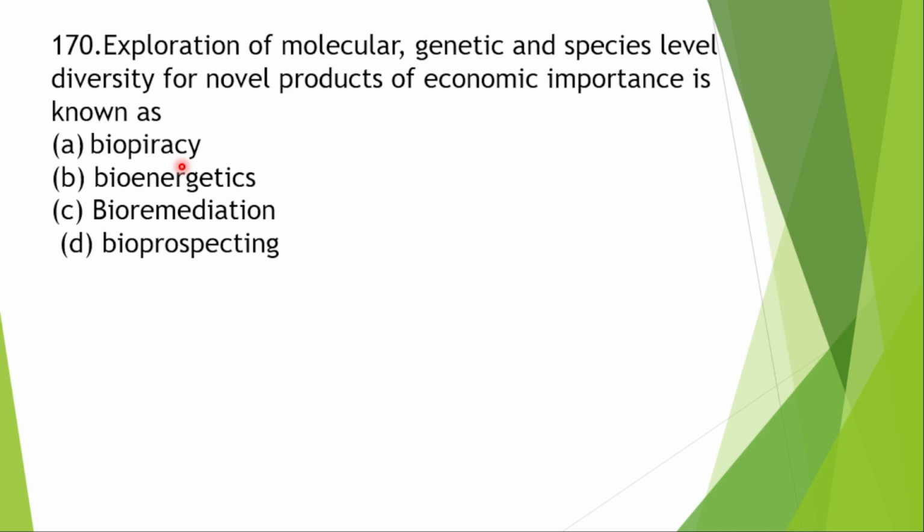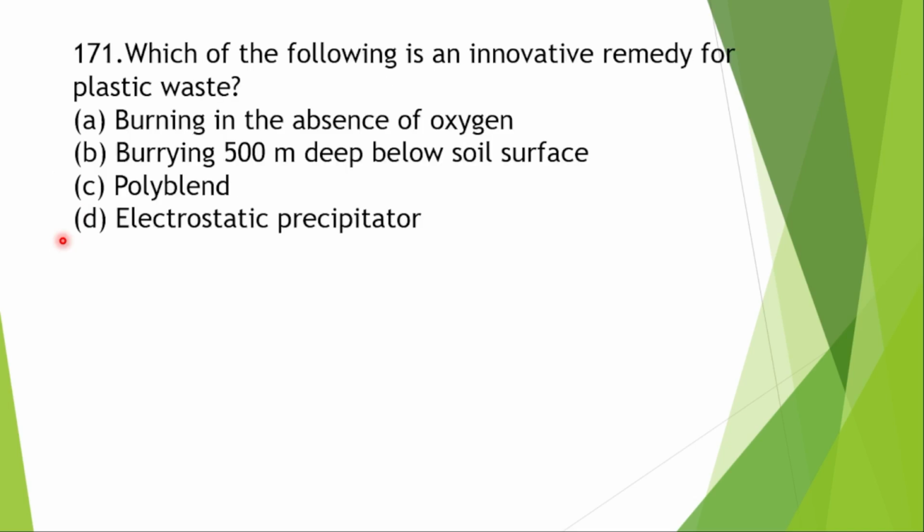170. Exploration of molecular, genetic and species level diversity for novel products of economic importance is known as biopiracy, bioenergetics, bioremediation and bioprospecting. Here the right option is bioprospecting. Next, 171. Which of the following is an innovative remedy for plastic waste? Burning in an absence of oxygen, burning 500 m deep below the soil surface, polyblend, electrostatic precipitation. The right option is polyblend.